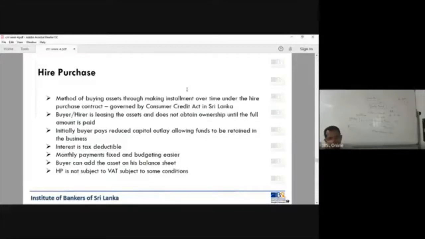When the hire purchase customer pays 75% of the rental, ownership is transferred to the lessee. Then it has to be a mortgage. It is like a mortgage, right? These are hire purchase.